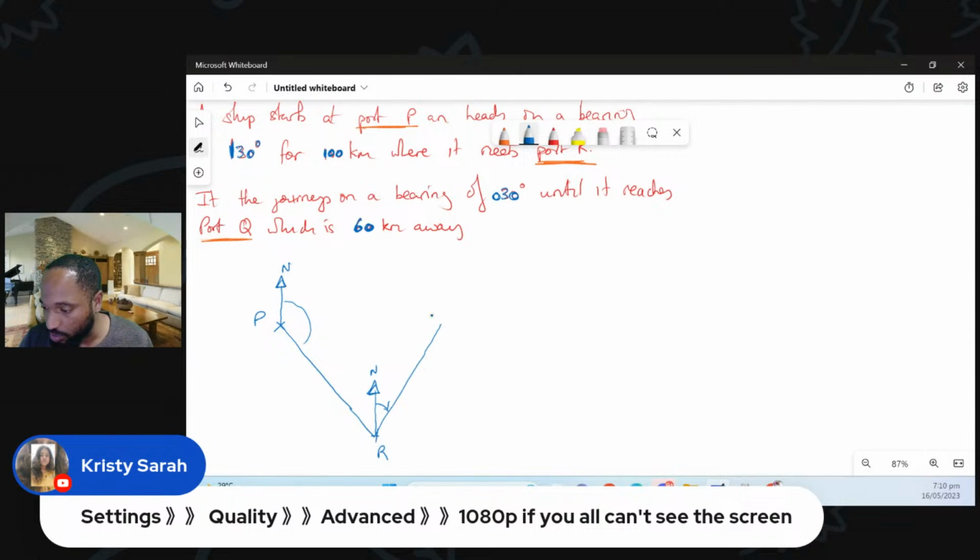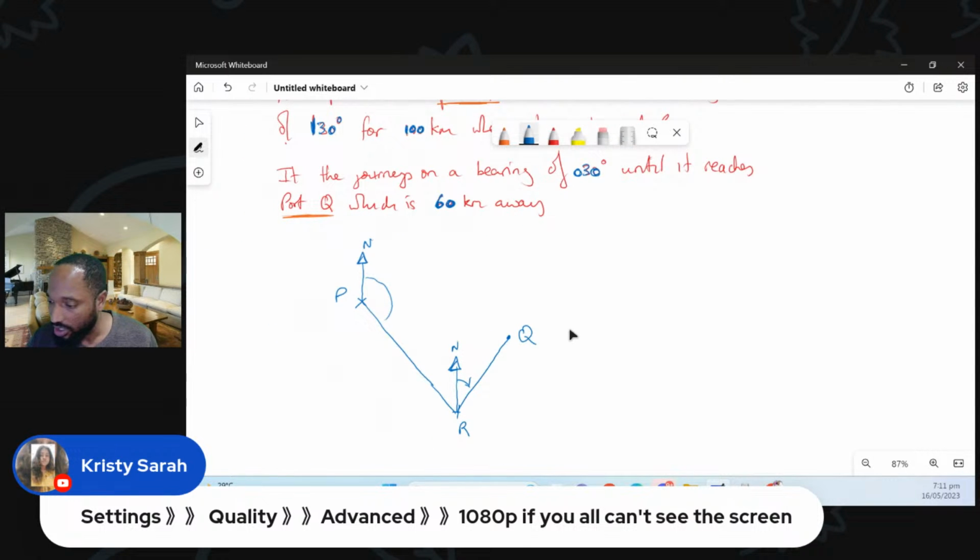This one was for 60 kilometers away, so we went 60 kilometers and this is port Q. So you need to put in your lengths. This is 100 kilometers, this is 130 degrees, this is 30 degrees here, and this is 60 kilometers.